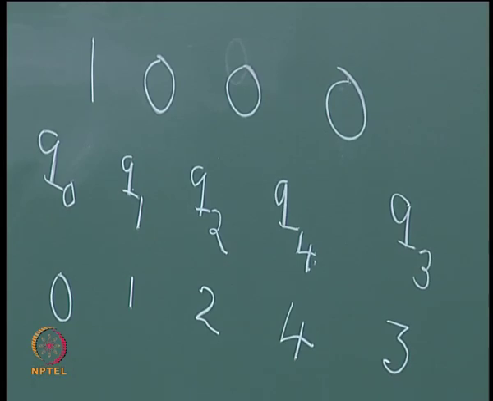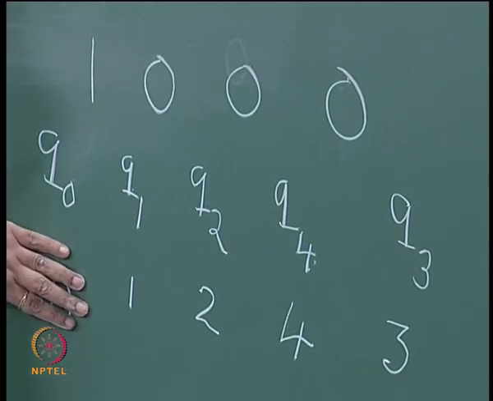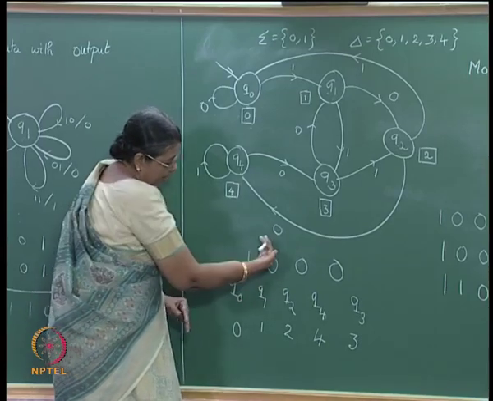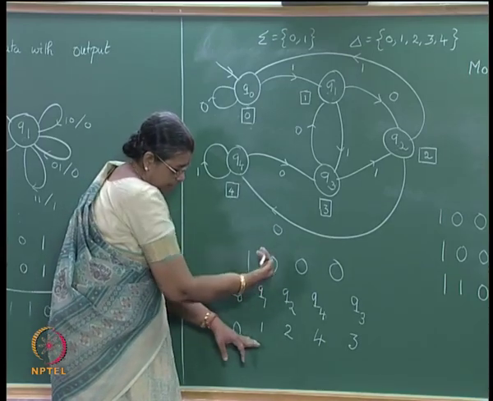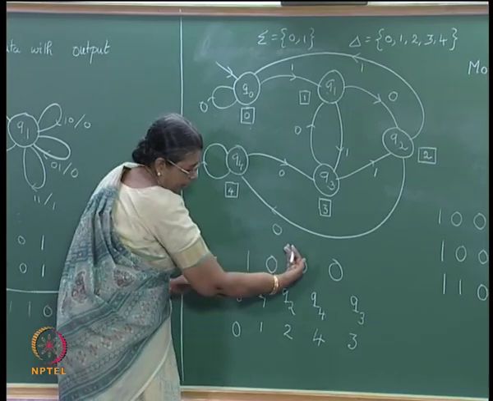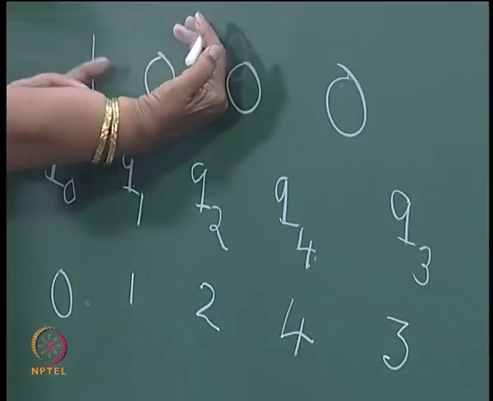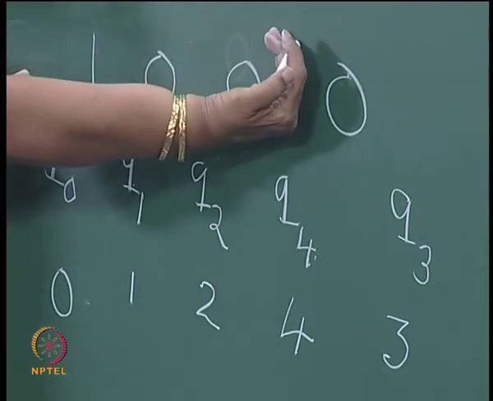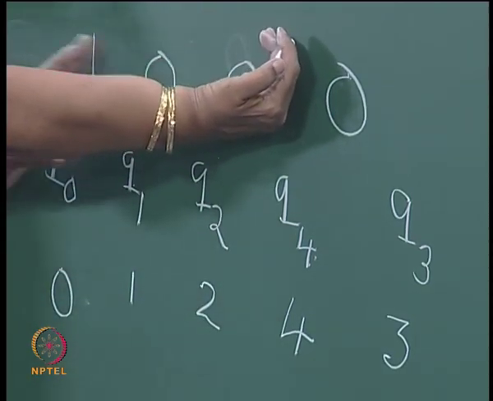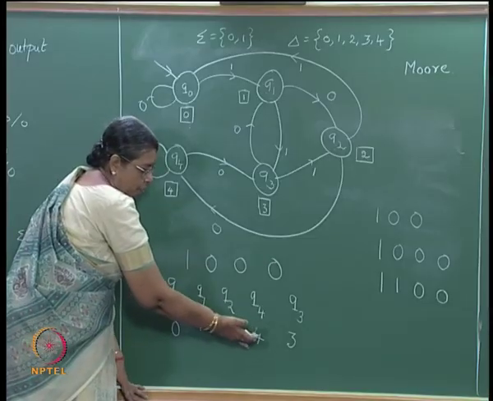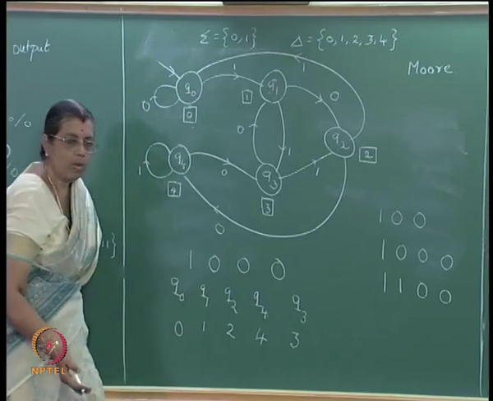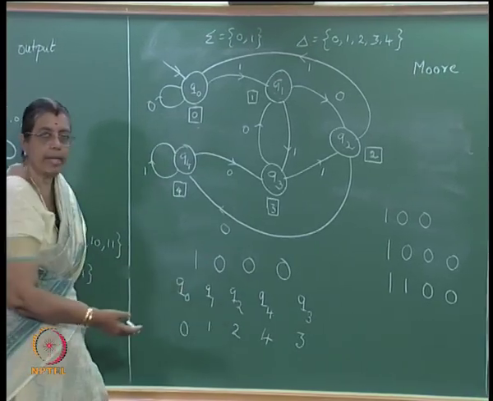We can see that when nothing is there, the output is 0. After you read 1, number 1 when divided by 5 gives you the remainder 1. Then after reading this, the number is 2. 2 when divided by 5 gives you the remainder 2. After getting one more 0, it is number 4, the remainder is 4. After getting one more 0, it is 8 and the remainder is 3.